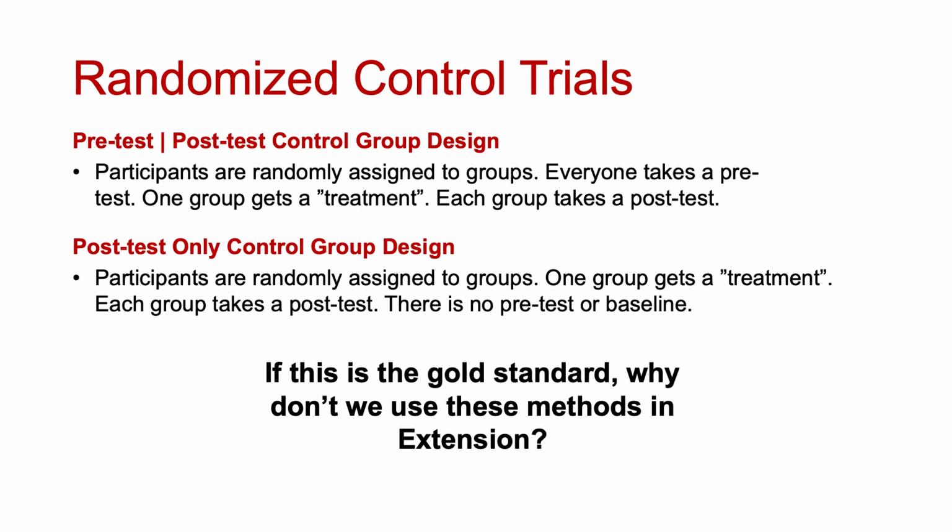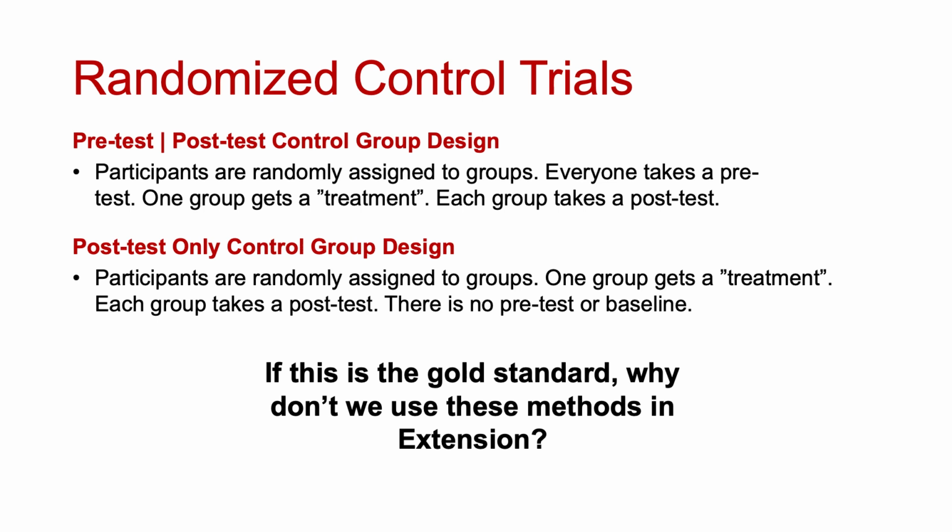Two main types here: pre-test, post-test, control group design. The key to RCTs is that participants are randomly assigned to groups, right? Instead of you having a group of participants and then finding or creating a pre-existing comparison group, randomized controlled trials are exactly that. They're random, and participants are randomized into groups. This is the best way statistically that we can do this to ensure the best comparison possible.